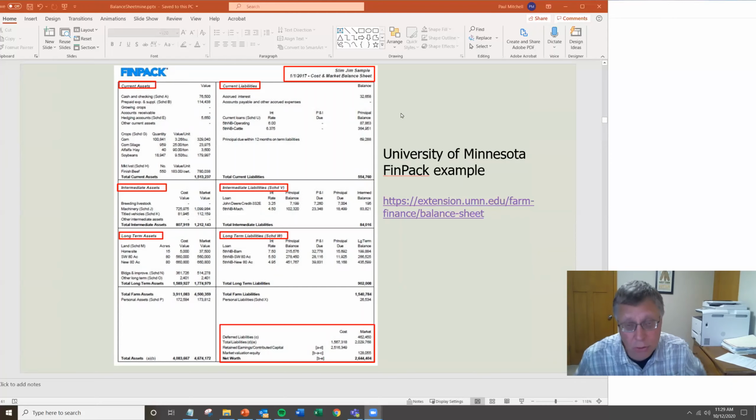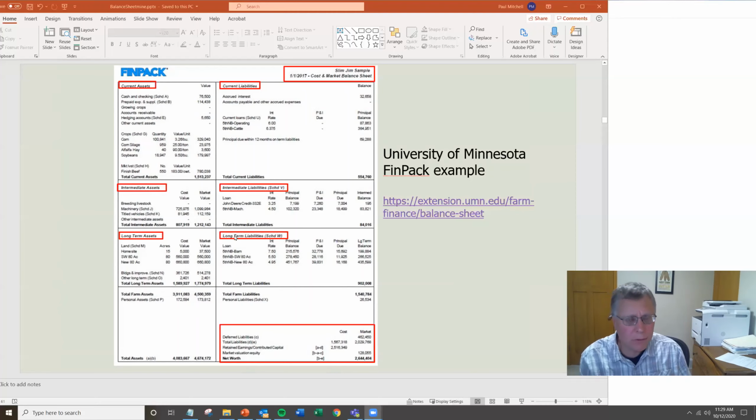Paul, University of Minnesota is our closest land grant. UW River Falls is up there. And so people definitely see this in that part of the state. And you see it's that structure. I laid out current assets, intermediate assets, long-term assets, current liabilities, intermediate liabilities, and long-term liabilities. And then they have the statement of equity or net worth in here as well.